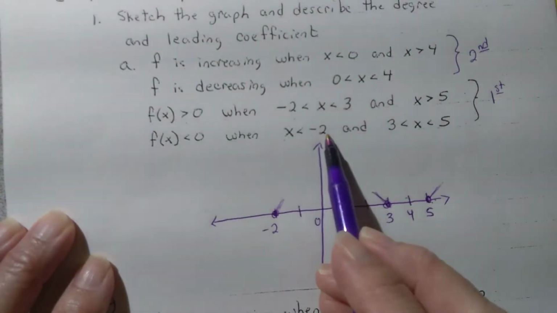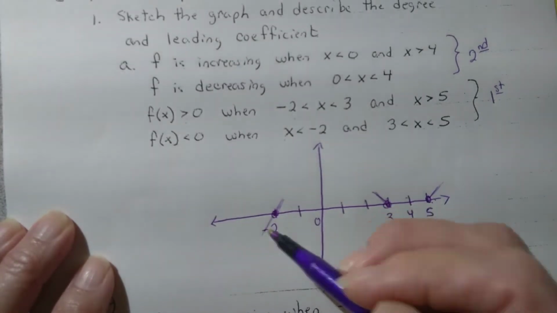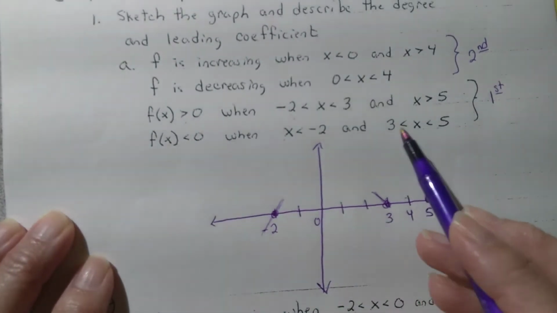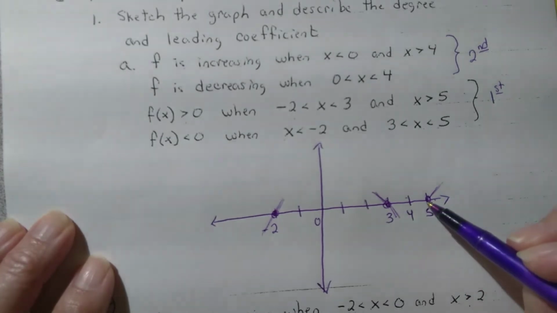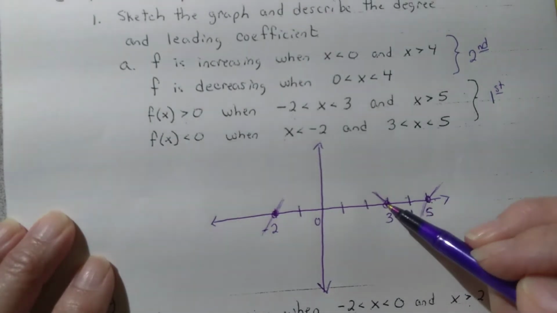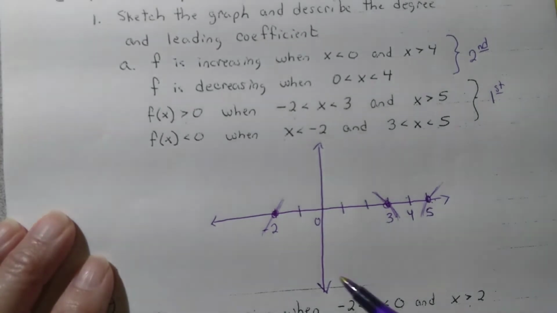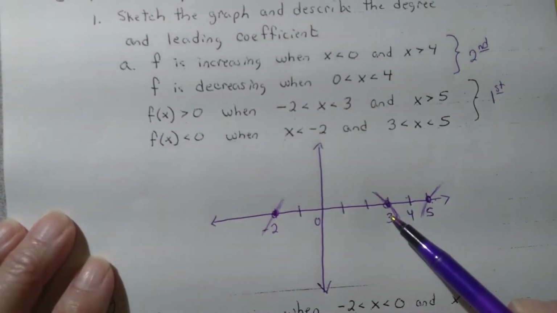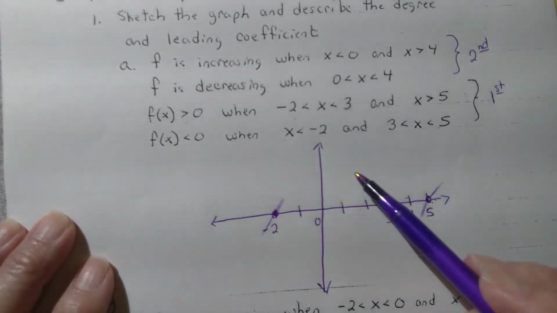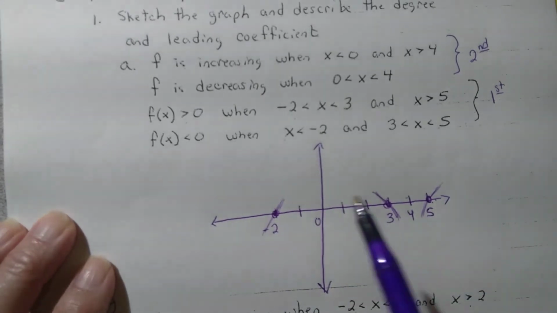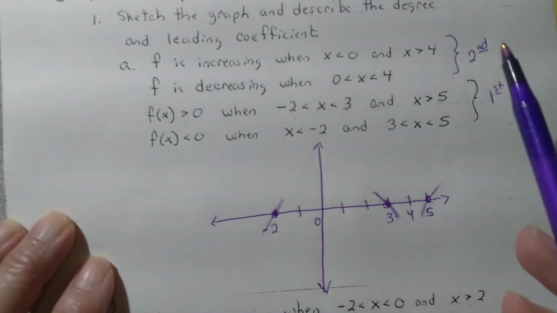Okay, smaller than -2, it's below the x-axis. And in between 3 and 5, it's below the x-axis, which of course makes sense because it's only really got two choices. It's got to be above or below the x-axis. Can everyone start to see my shape here? I can already start to see it. Okay, going back to this.